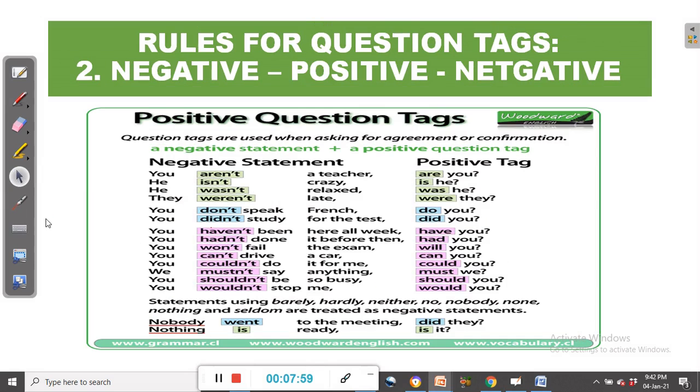Then let's look at the second one, rules for question tags number 2. And what we have here is negative, positive, negative. You aren't a teacher, are you?